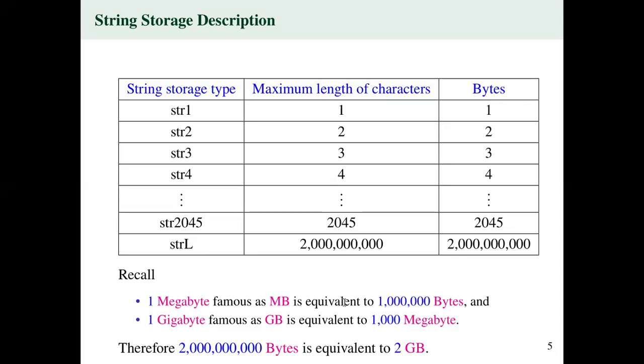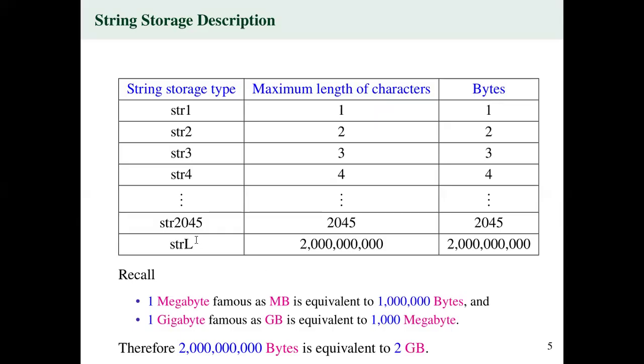Yeah? And here, you see this bytes. What actually is bytes? A million bytes is equivalent to 1 megabyte, famously known as MB. And 1,000 megabytes is equivalent to 1 GB, gigabyte. So 2 billion bytes is equivalent to 2 gigabytes.